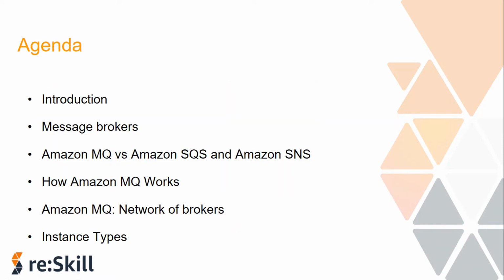So let's begin today's video and see what we are going to learn. I'll begin with the introduction to message queues, and then we will see what message brokers are, and we will learn about Amazon MQ. Then we will see how it works, and how it is different from Amazon SQS and Amazon SNS. Also the feature called network of brokers that is available with Amazon MQ, and a few instance types that are available with Amazon MQ. And we will also see how to set this up on the AWS console.